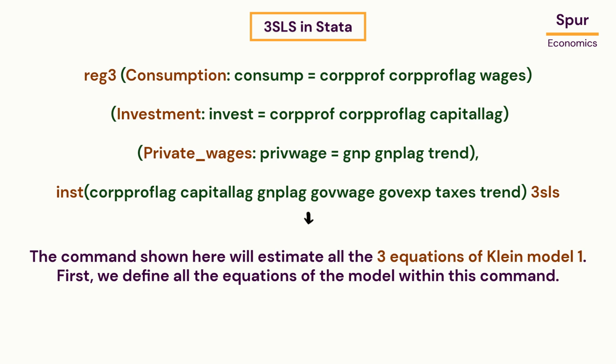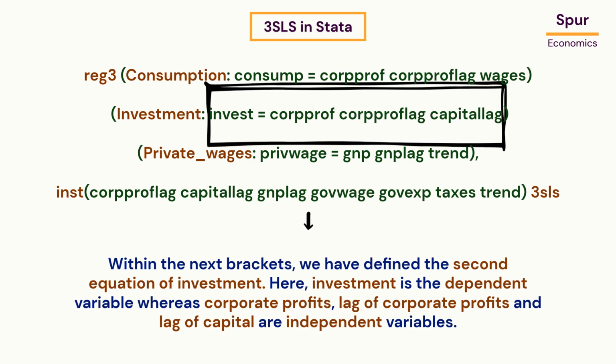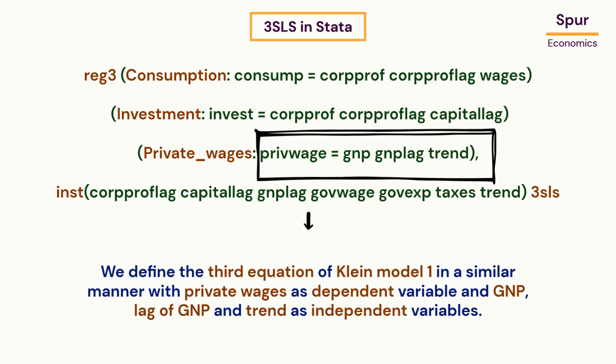First, we define all the equations of the model within this command. The first equation here specifies consumption as the dependent variable and corporate profits, lag of corporate profits and total wages as independent variables. Within the next brackets, we have defined the second equation of investment. Here, investment is the dependent variable, whereas corporate profits, lag of corporate profits and lag of capital are independent variables. We define the third equation of Klein Model 1 in a similar manner, with private wages as dependent variable and GNP, lag of GNP and trend as independent variables.